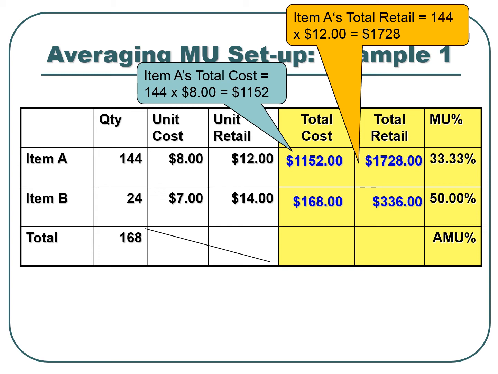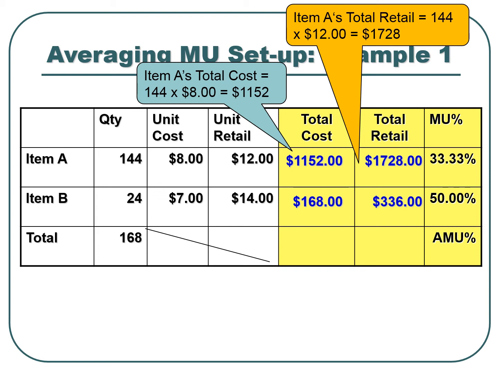As you might have guessed by now, for us to be able to calculate the total retail and total cost of the total merchandise, we need to first know the total cost and total retail of each item. Now what we know is the unit cost and unit retail, which means the cost and retail value of each unit. But item A has 144 units, so that means the total cost of item A will be 144 times $8, and the total retail of item A will be 144 times the unit retail of $12, right?